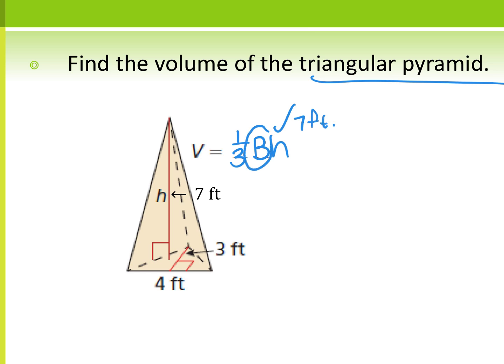But our base is changing. Our base is no longer a square. Our base is now a triangle. What is the area for a triangle? 1/2 base times height. So capital B is going to be 1/2 the base of the triangle times the height of the triangle. Hayden?